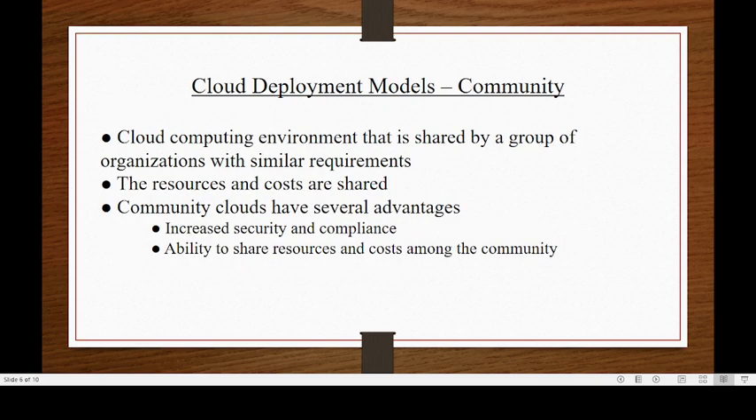The next one is community deployment model. Cloud computing environment that is shared by a group of organizations with similar requirements. The resources and costs are shared among several different organizations who have common service needs. AWS GovCloud is a specialized region designed to host sensitive data and regulated workloads in the cloud, meeting US government compliance requirements. Community clouds have several advantages such as increased security and compliance, ability to share resources and cost among the community. The security challenge here is that each organization may have their own security controls.